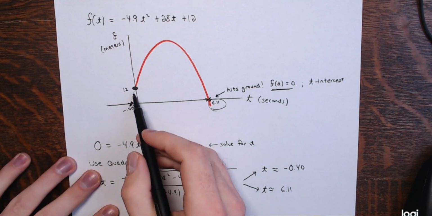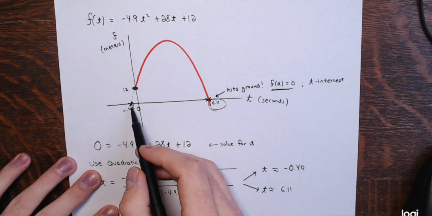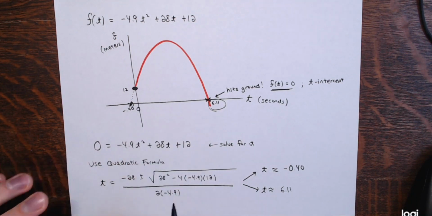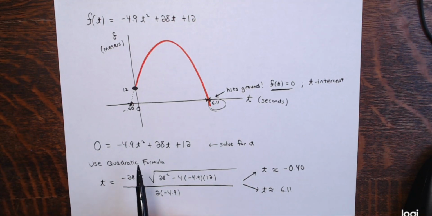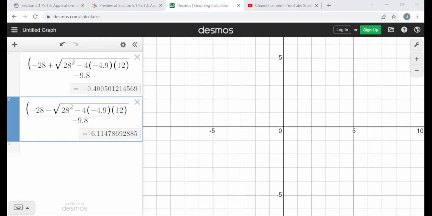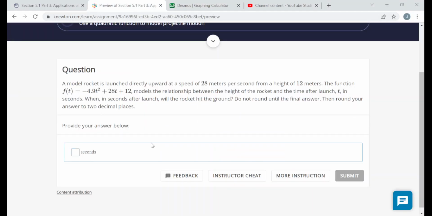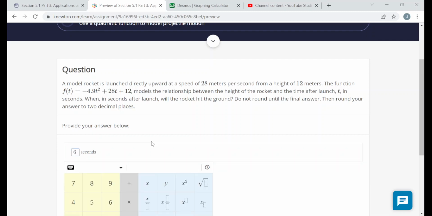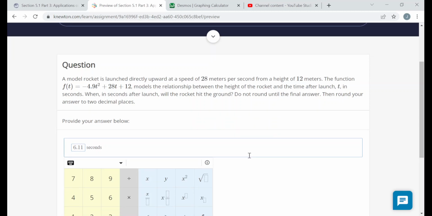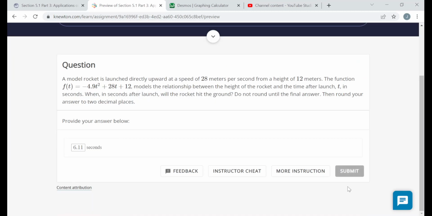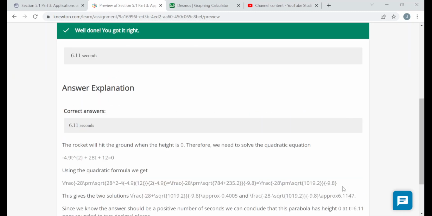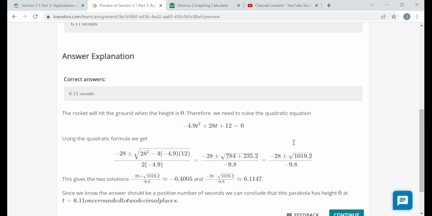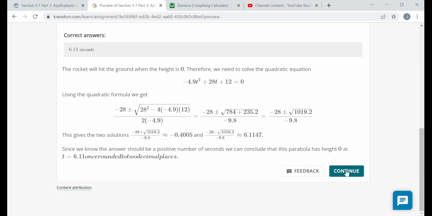Obviously, because the other one doesn't make any sense with the problem. How can something hit the ground back in time, in a negative time? All right, so after all that, when is it hitting the ground? Rounded to 2 decimal places, at 6.11 seconds after launch. Wonderful. And again, please read through the answer explanations.